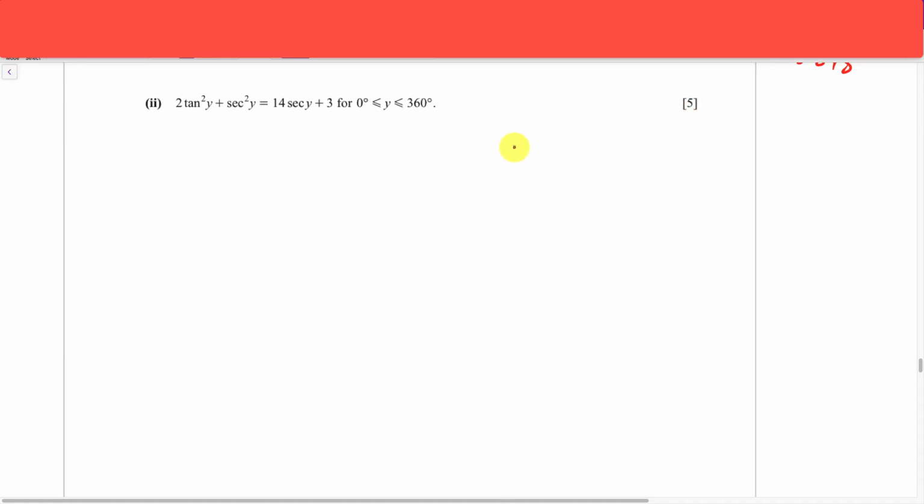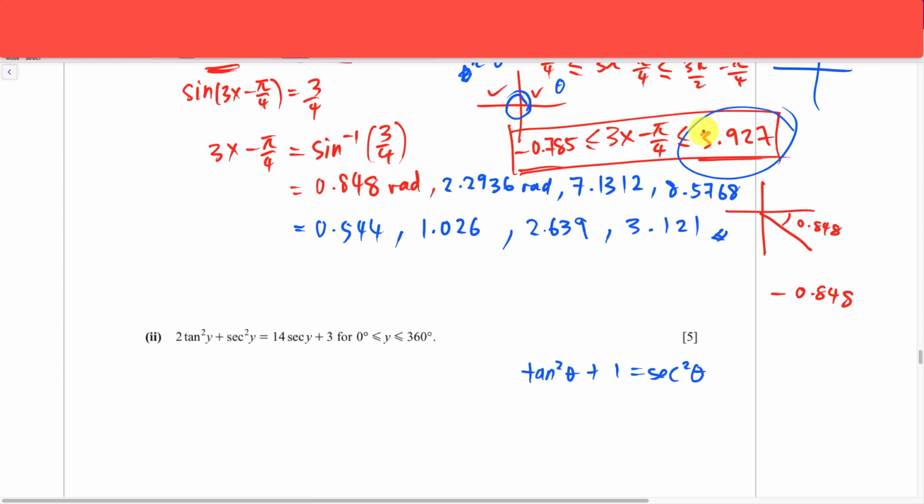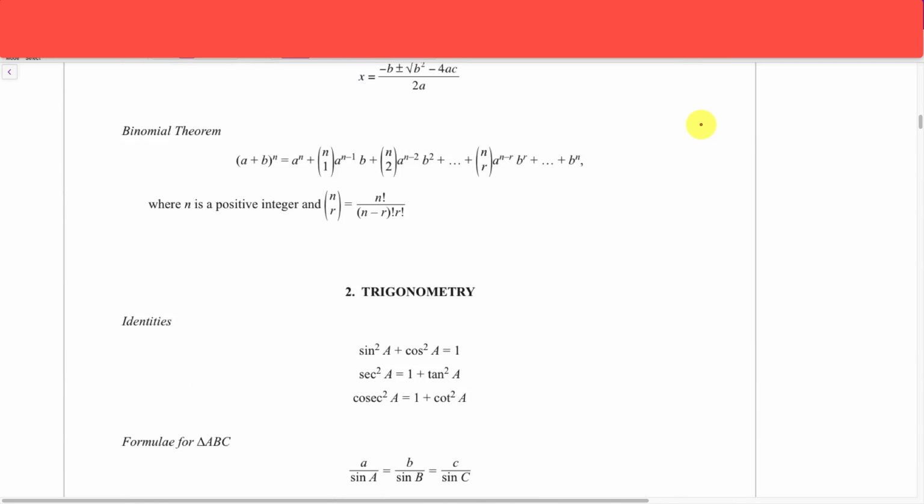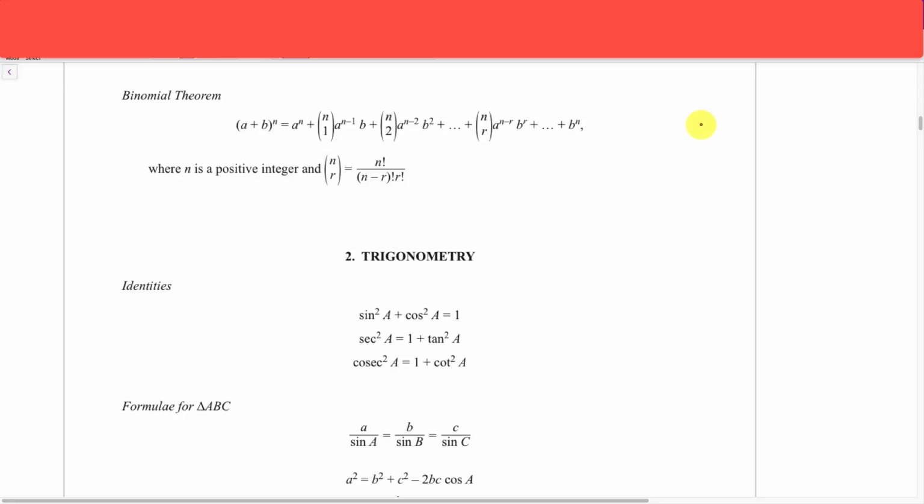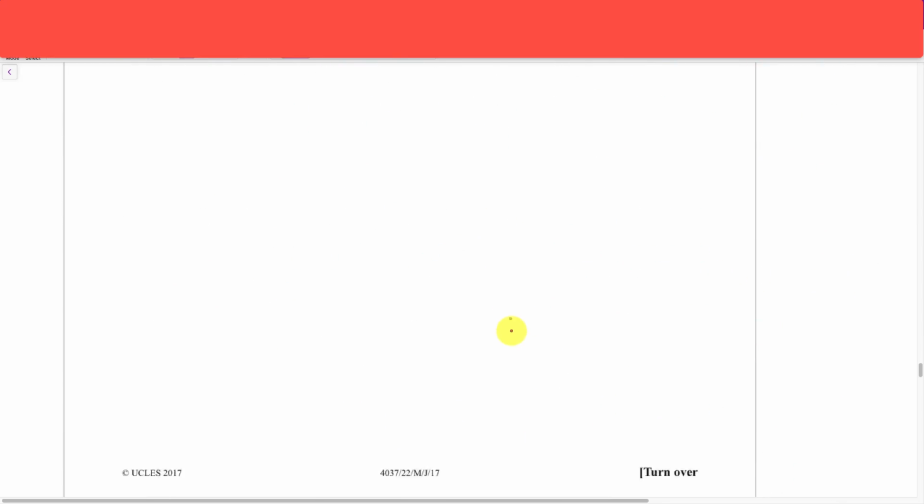The first thing is you have to know one formula, which is tangent square theta plus 1 equals secant square theta. You can get this formula at the very beginning. Yeah, it's given, I think. Let me just scroll up to show you. Yeah, tangent square plus 1 equals secant square. Alright, if you got it, then I will just continue here.